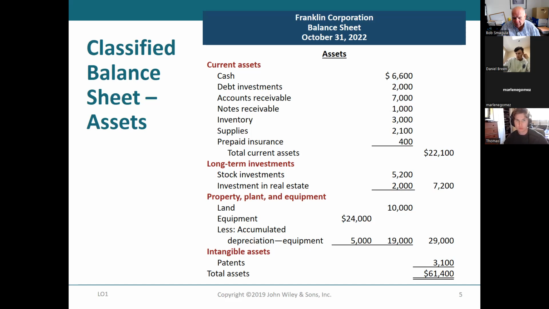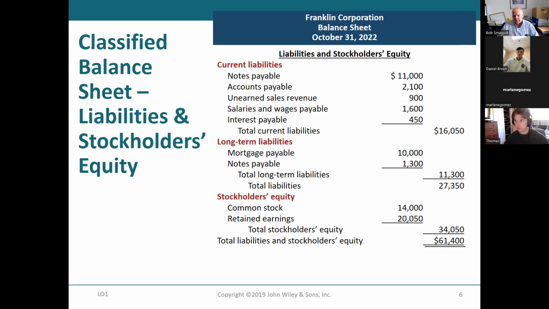Patents is a good example of an intangible asset. A patent means that you invented a product, you secured a patent number from the United States Congress, and that gives you the right to market that product to the exclusion of everybody else. That's an important intangible asset. A copyright gives you permission to publish your own book for a certain amount of years, even after your death. Trademarks are an intangible asset, like the McDonald's logo, for example. So we have intangible assets. We add our assets up, and we have $61,400.